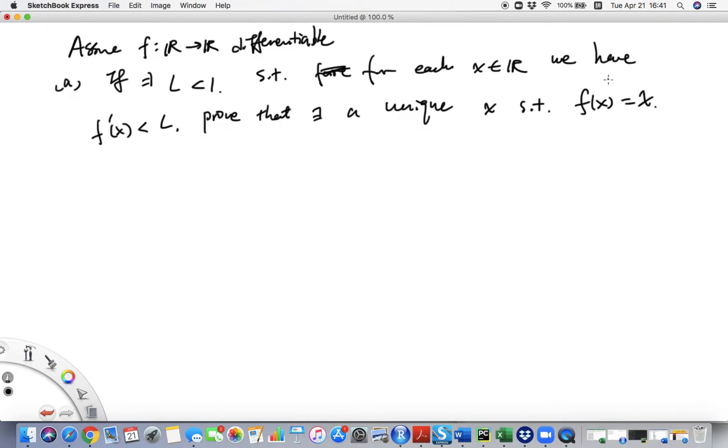Okay, so let's do part A first. So what do we do? What's the intuition behind this? Let's think of f of x minus f of y. Let's look at their difference. By the mean value theorem, you know that this is less than L times x minus y, right? With L being less than 1. So the length of this is less than the length of that.